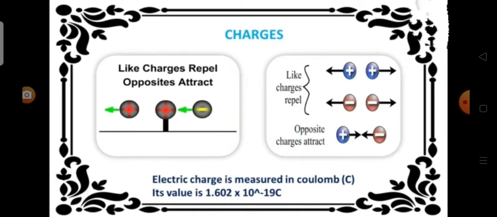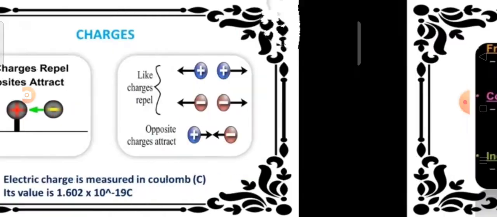Electric charge is measured in coulomb. Small amount of charge that can exist freely is called elementary charge. Its value is 1.6022 into 10 power minus 19 coulomb. Protons have positive elementary charge and electrons have negative elementary charge.